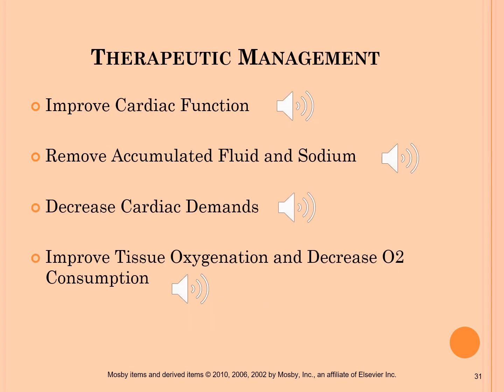So now we're going to start talking about our 4 goals of management. First one we're going to talk about is to improve our cardiac function. What we really want to do is increase contractility and decrease the afterload. Our drug of choice to improve myocardial contractility is what? What do we use with adults? Digoxin, right? So same thing. Digoxin is our drug of choice to improve myocardial contractility.